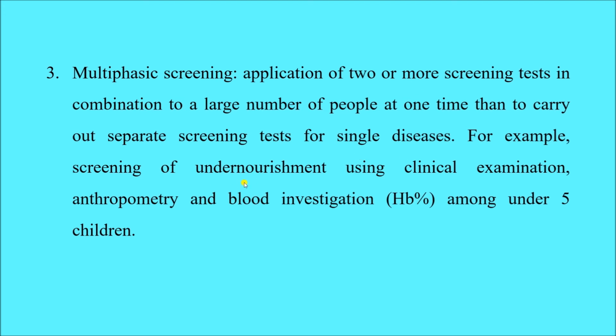In the example given here, if we are trying to screen undernourishment, we can go for clinical examinations, right? We can look for pallor or the nature of the skin, hair, etc. Anthropometry, as in we can measure the height, weight, then mid-upper arm circumference, and also go for blood investigations like hemoglobin estimation. So all these things will give us an idea about undernourishment in the under 5 population.